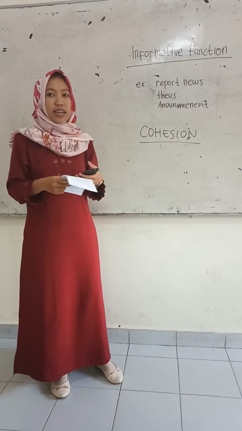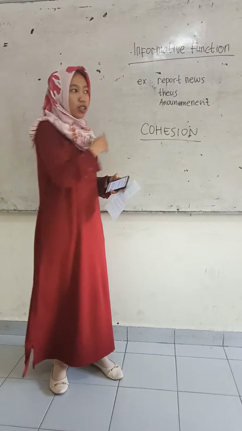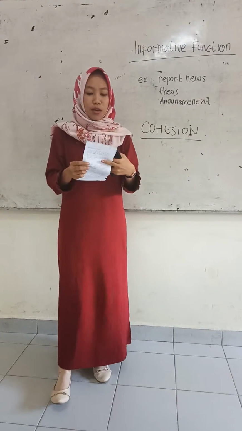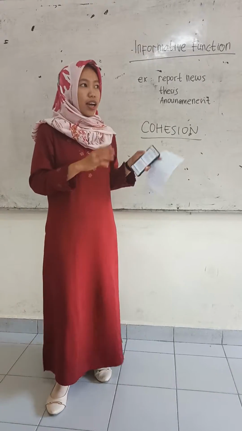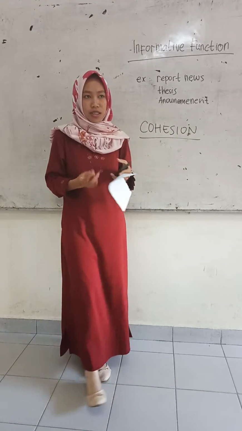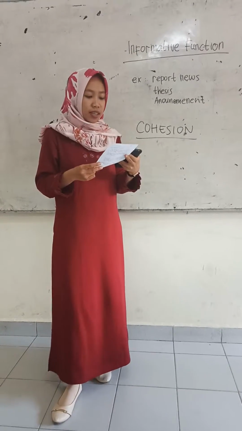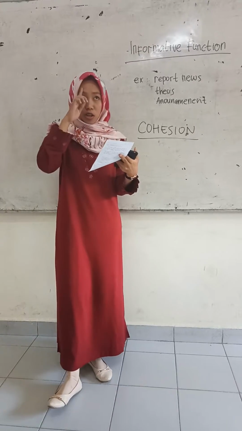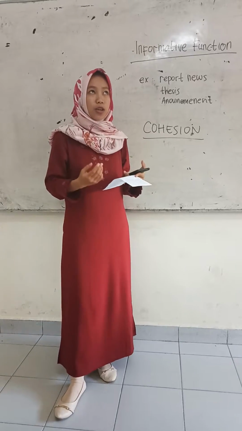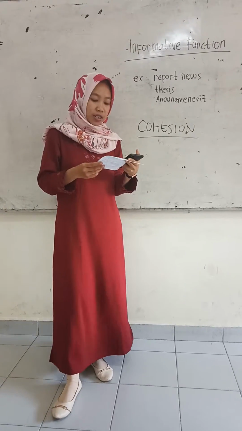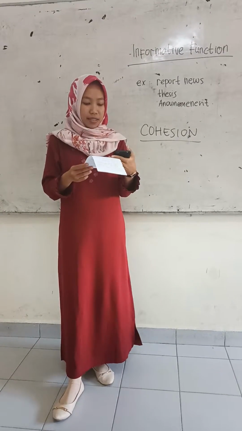And the second one is about cohesion. If we are talking about cohesion, it means that we are talking about the relation between sentences. We consider that if a sentence has two clauses, they have a relation. According to Baker in 1992, cohesion is the network of lexical, grammatical, and other relations which provide links between various parts of the text.